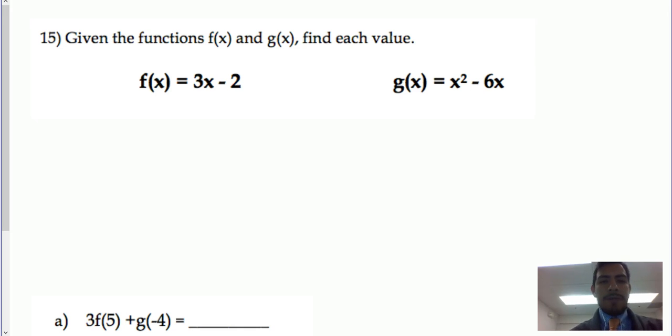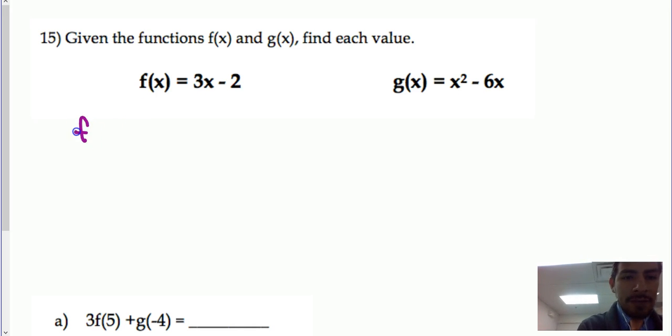We have first number 15, which is given these two functions f and g. We want to find part A, 3 times f of 5 plus g of negative 4. And what that means, in case you're not certain, is that we're going to plug 5 into the f function for x, and we're going to get an output. So to start us off here, we're going to do exactly what I just said.